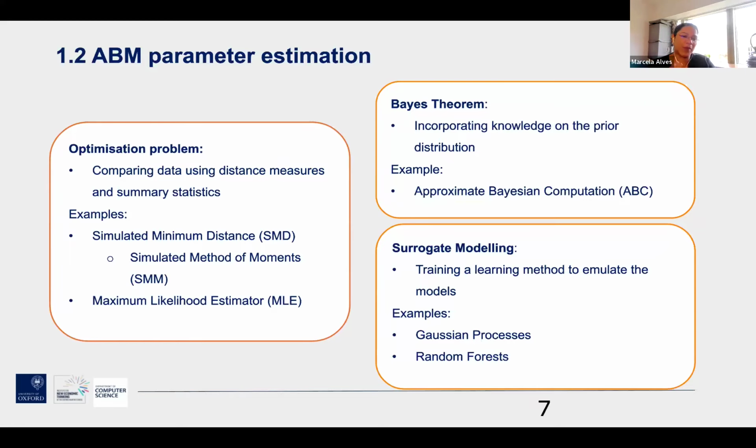So probably when people do research on ABMs and machine learning, that's where we go first, which is basically having a machine learning algorithm that will try to reproduce the ABM in a cheaper way. But then you use this cheaper version to do the calibration.